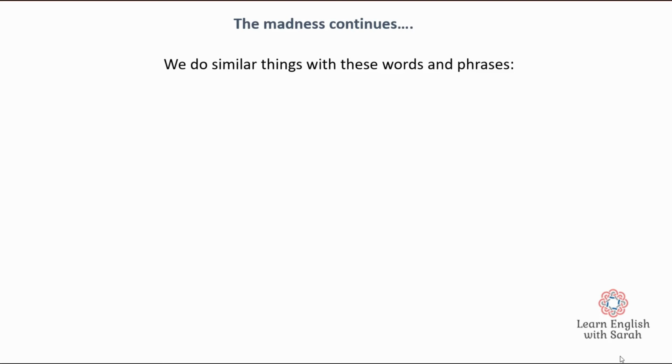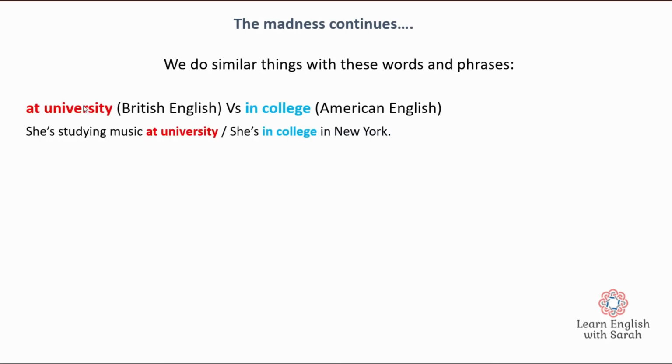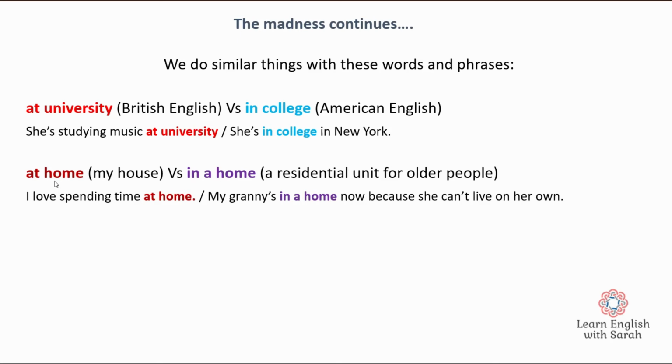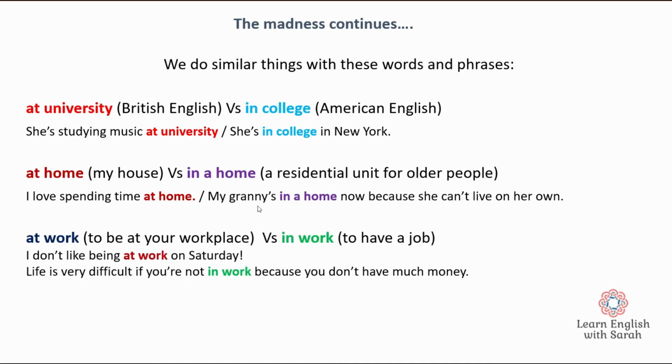All right. So the madness of this does continue because we do similar things with other words and phrases too. So this is very similar. This is a difference between British and American English. To be at university versus to be in college in the States. To be at home versus to be in a home. Now, if you're in a home, you're talking about a residential unit for older people.